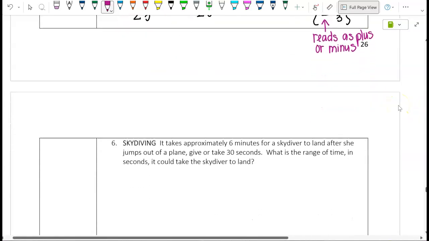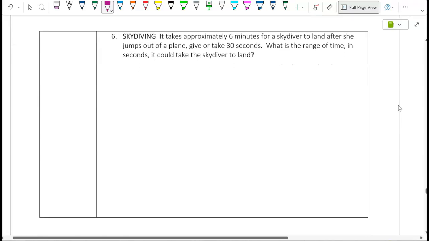All right, now we have a word problem with this. Skydiving. It takes approximately 6 minutes for a skydiver to land after she jumps out of a plane. Give or take 30 seconds. What is the range of time in seconds it could take the skydiver to land? So it's very important. They're asking for our answer in seconds. They gave us part of the problem in minutes, part of the problem in seconds. We need 1 unit of measurement.